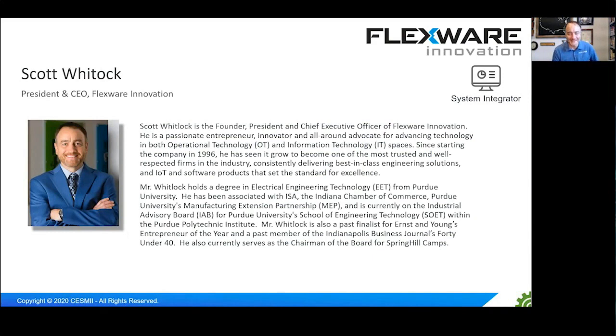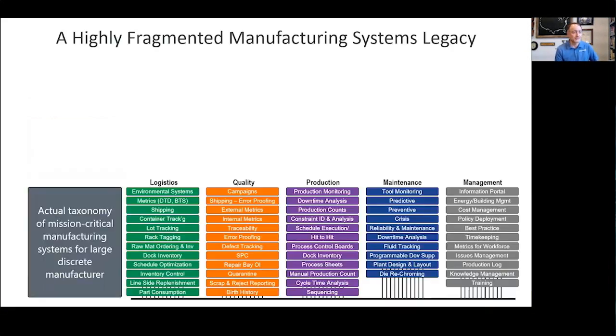Flexware was founded in 1996 as an MES level systems integrator, and today I'm proud to say that we have over 100 professionals working out of a couple of physical offices as well as hybrid and remote professionals across the country, and we're focused in the smart manufacturing area, delivering value to our customers.